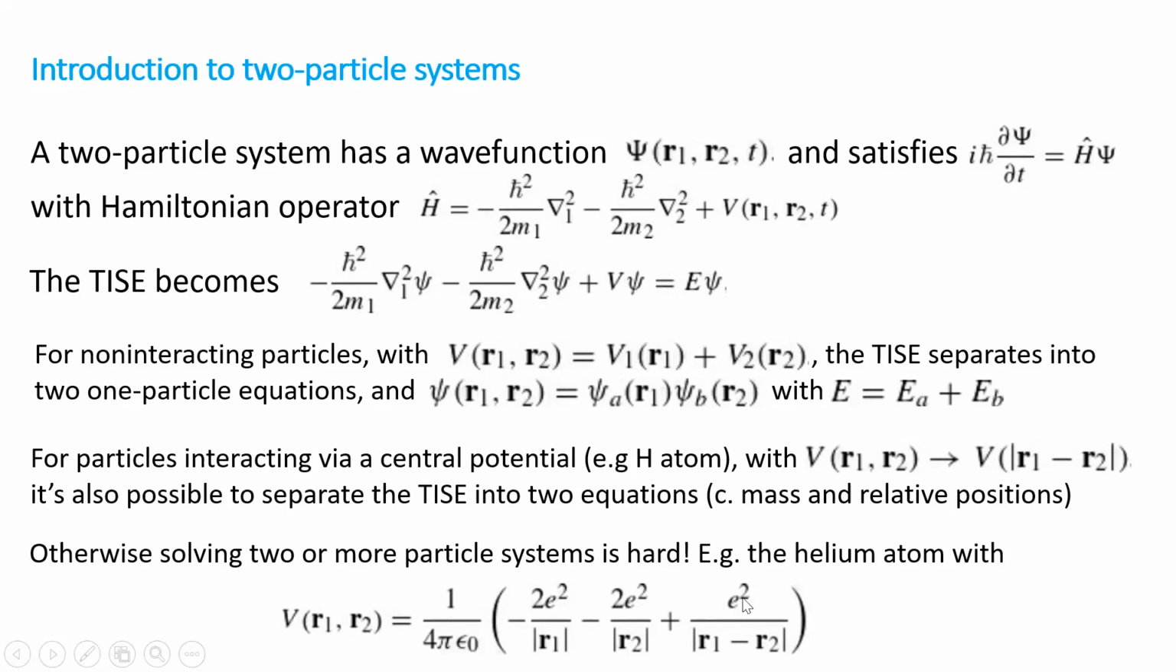So you can see that this is kind of a mixture of non-interacting particles. If just these first 2 terms are here, this would be non-interacting. And if just this third term were here, it would be a central potential. But we have a mixture of these 2. And so we can't separate into 2 one-particle equations here. And so solving this is hard. And we'll look at the helium atom later this semester.